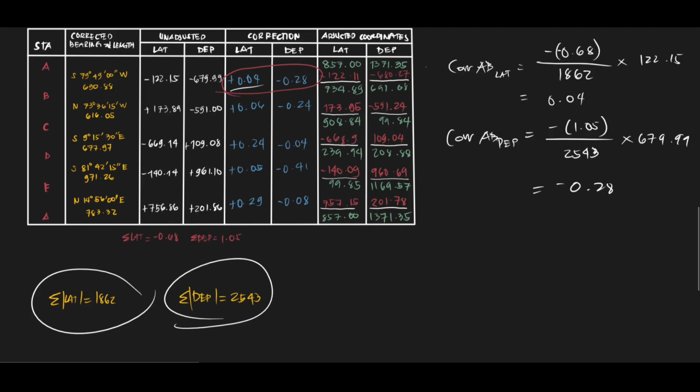Okay, so in correcting the coordinates, it's the same thing. You just correct the unadjusted values with the corrections, and then you add those corrected latitude and departures to corner A until you reach corner A again. So as you can see right here, just add. Okay, so basically that's it for the compass rule and the transit rule.